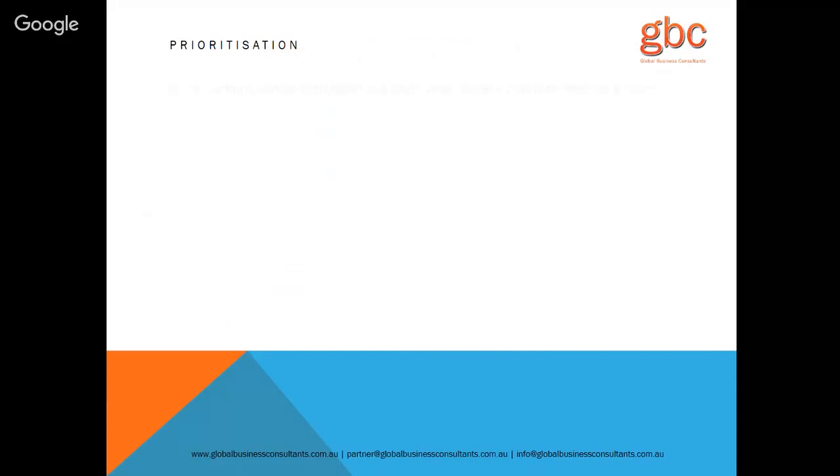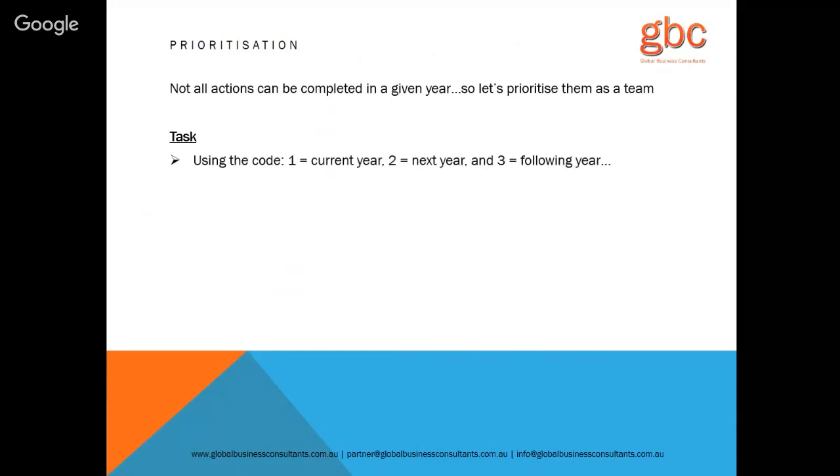The final session is prioritizing the action. So as all planning and managers and team leaders, etc., know, not all actions can be completed in a given year. Strategy never stops. Strategy formulation and strategic planning is a continuous event, and it happens every single year throughout the year. So in order to prioritize these actions, we use codes where 1 equals the current year. So for example, the number 1 equals 2017, and number 2 equals 2018, and number 3 equals 2019.